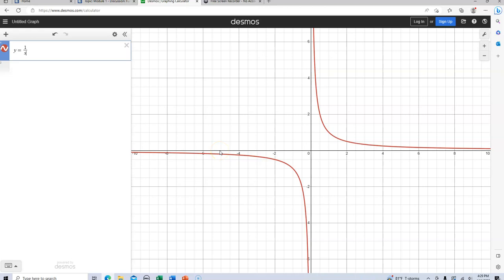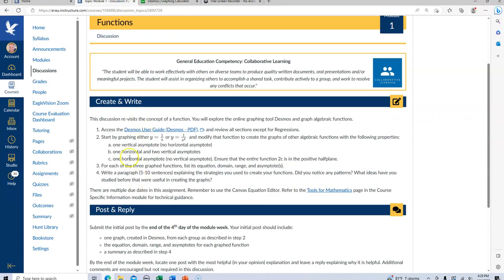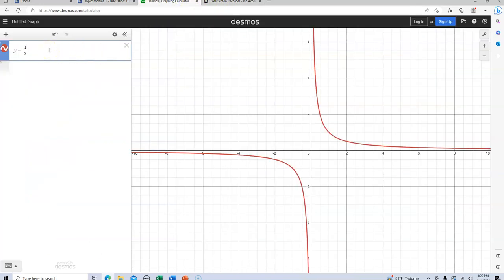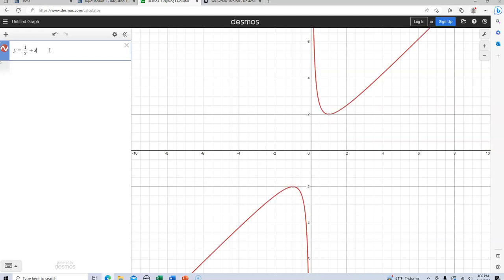horizontal asymptote here. So for that first problem, let me go back and remember what we're doing. I picked this one. I want to retain the vertical asymptote, but I do not want a horizontal asymptote. So I need to modify this function somehow such that I increase the degree of the numerator to the point that it is greater than the degree of the denominator. So one thing I could do is add x.